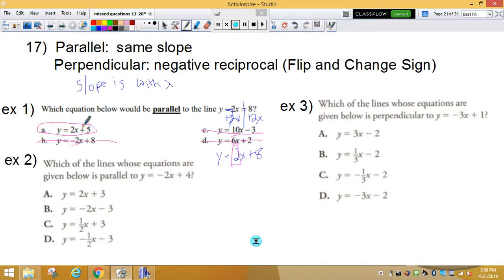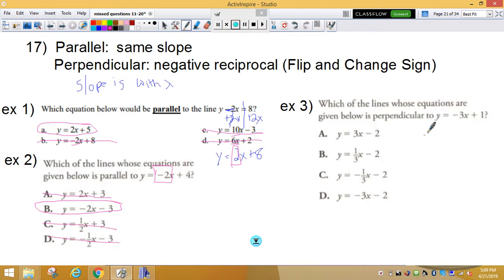Example 2 is a little bit easier because it's already solved for you, but I do need you to have number 2 written down in your notes. Which one is parallel? Well, the slope here is negative 2. Parallel means the same slope. So it's not A because that's a positive 2. It is B because B has the negative 2. C has 1/2 and D has negative 1/2.